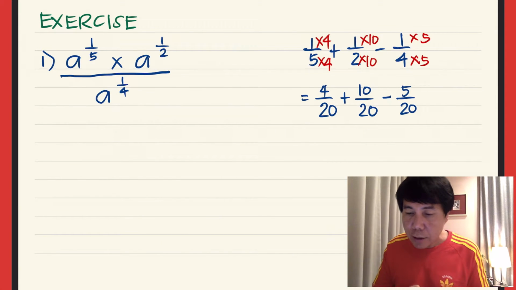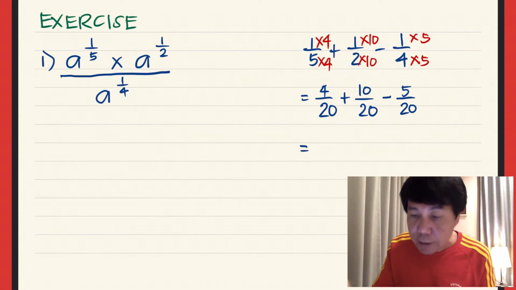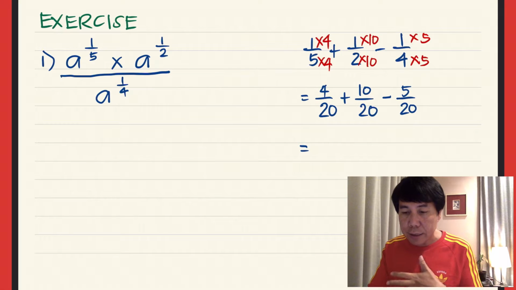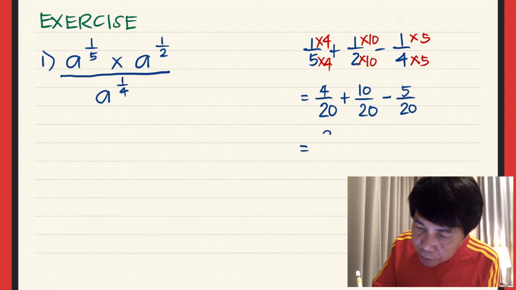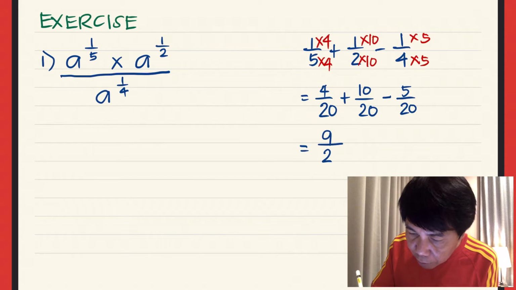Now let us add and subtract the numerators and copy the common denominator. So 10 plus 4 is 14. 14 minus 5 is 9 over the copied denominator 20.